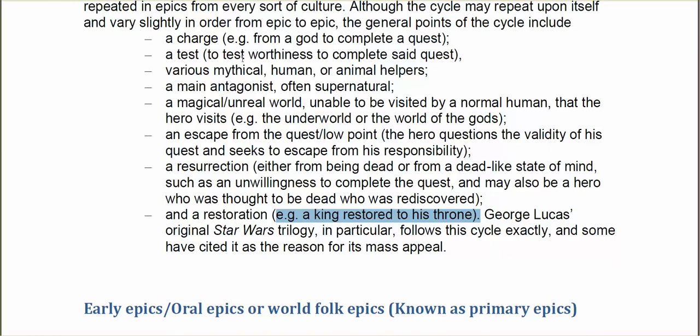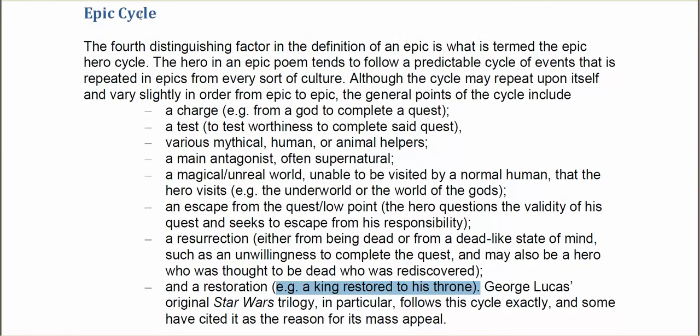So this again is called the epic cycle. These can all be used in the week 10 activity. You can look for these elements in the Ramayana.